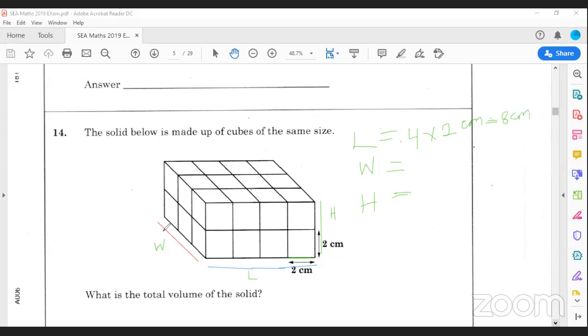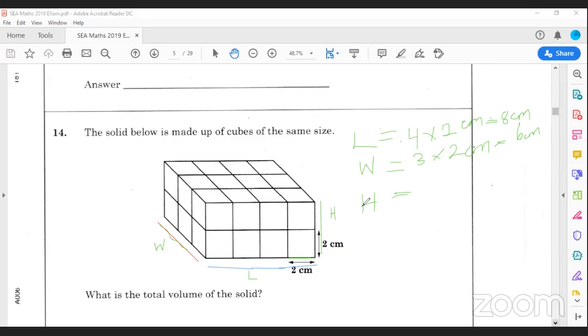What's going to be the width? What am I seeing here? The width is going to be 3 multiplied by 2 centimeters, and this is going to give me a total of 6 centimeters.